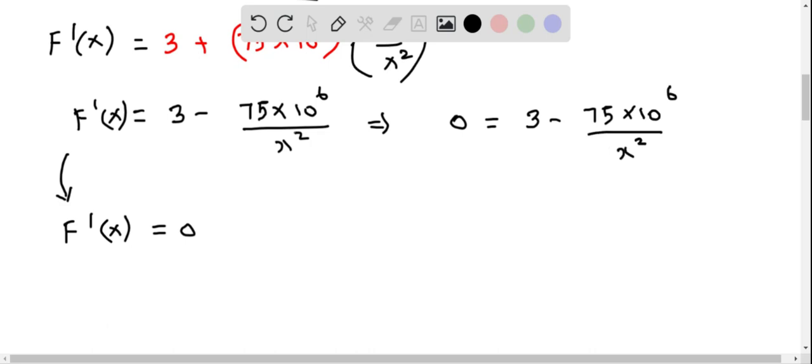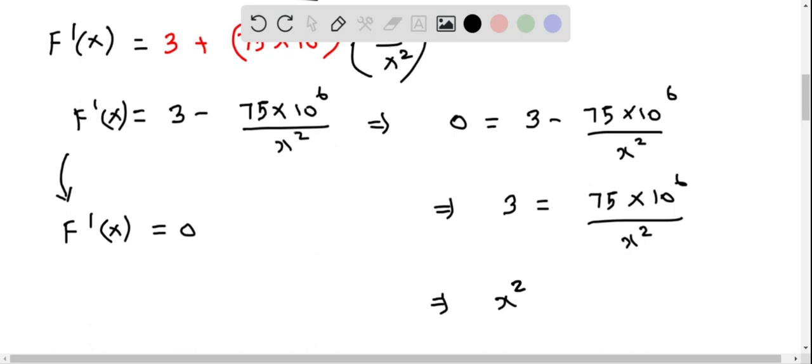And we need to solve x from this equation. So let's solve this. This is 3 equals 75 times 10 power 6 divided by x squared. I can multiply by x squared and then divide by 3. So then I will be getting x squared on the left side. So this is equal to 75 times 10 power 6 divided by 3.